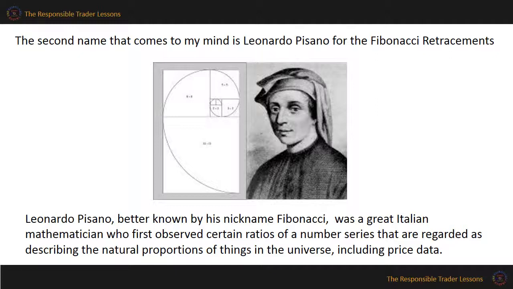The second name that comes to my mind when I talk about Elliott waves is Leonardo Pisano for the Fibonacci retracements. Leonardo Pisano, better known by his nickname Fibonacci, was a great Italian mathematician who lived in the 13th century, who first observed certain ratios of a number series that are regarded as describing the natural proportions of things in the universe, including price data.